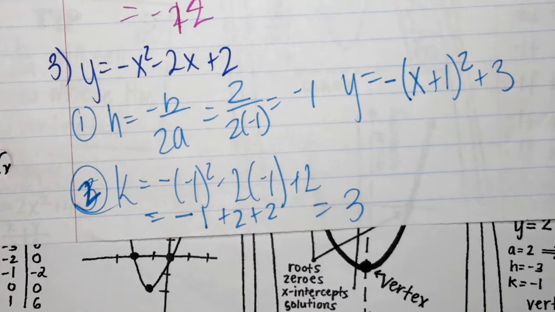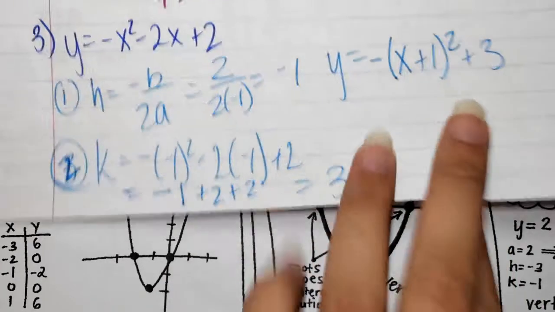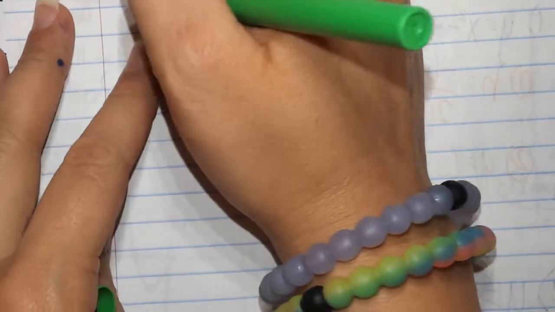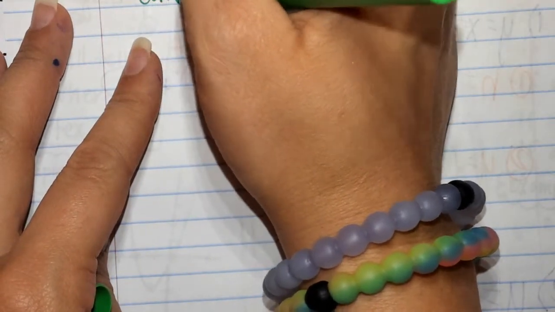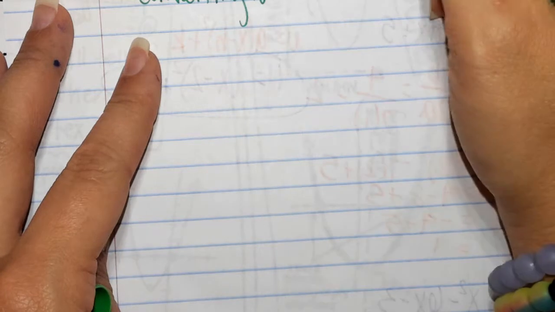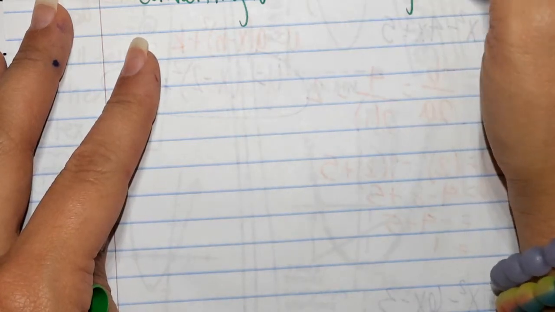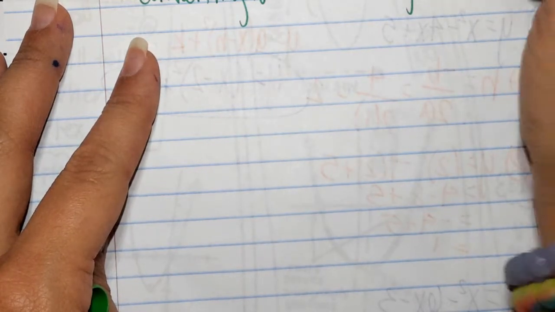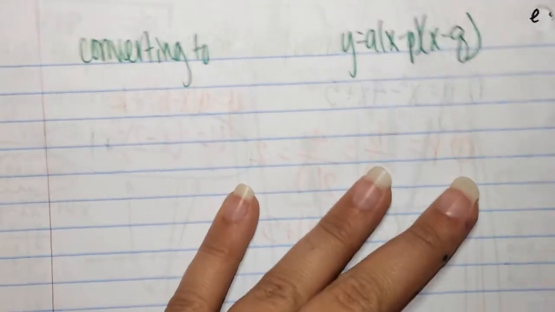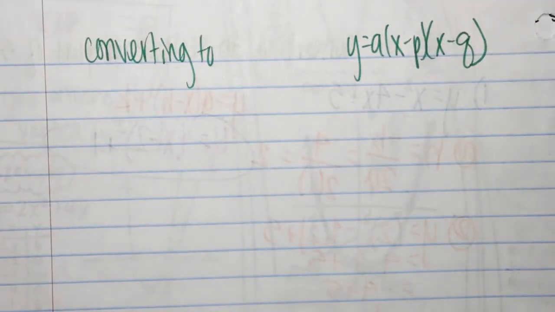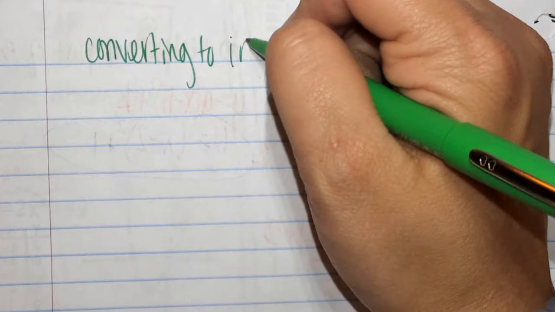Okay. Now, what is the other form that we learned? We learned vertex form, standard form, and intercept form. And what is intercept form? Who can tell me? It is y equals a parentheses x minus p, parentheses x minus q. That's a q. Take a point, guys.